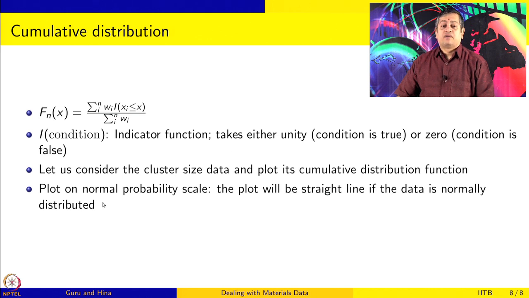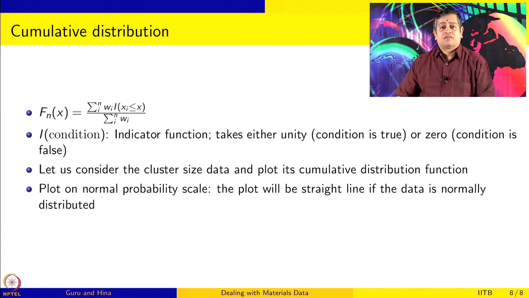And then we will plot it on the normal probability scale, and the plot will be a straight line if the data is normally distributed. So, that is how we know what is the underlying distribution. So, you can look at the cumulative distribution function and make out easily what type of data you have.